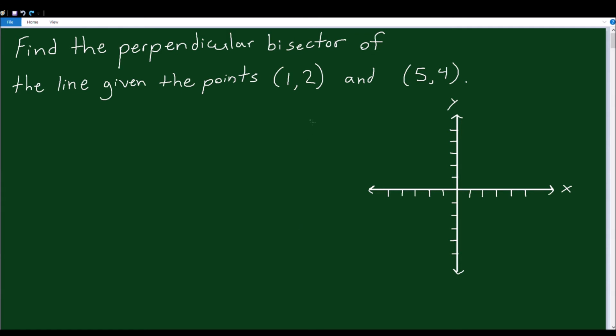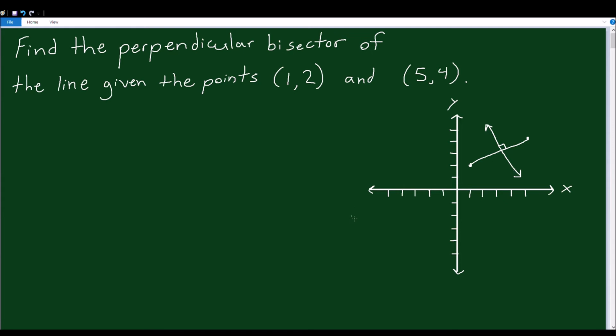So what we can do here is we can draw the points we're given on our plane. So (1, 2) goes here, and then (5, 4) goes about here, and we can connect these dots together. This is our line, and the perpendicular bisector is going to look something like this. It crosses our line at the midpoint, and it forms a 90-degree angle. Okay, so when it says find the perpendicular bisector, it wants the equation of this new line.